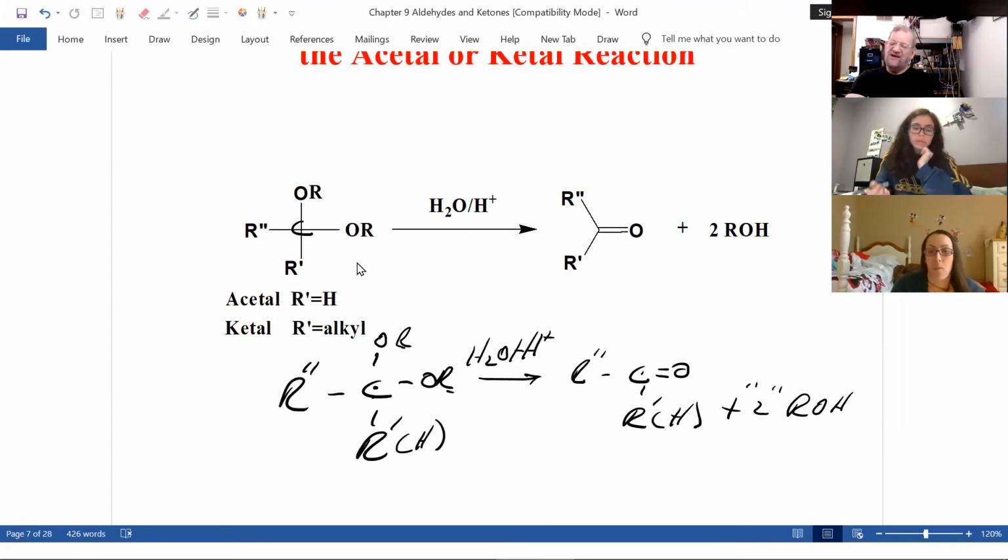Why? Well, organic chemists don't balance equations unless we have to. So if you don't want to put the 2 there, that's fine, because I'm asking you what products, not how many. And you get an aldehyde or ketone plus this alcohol, which is the same products as the last reaction. We're just not balancing the equation. So if you want to put the 2 there, go right ahead. If you don't, don't.